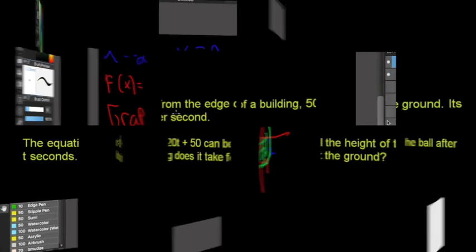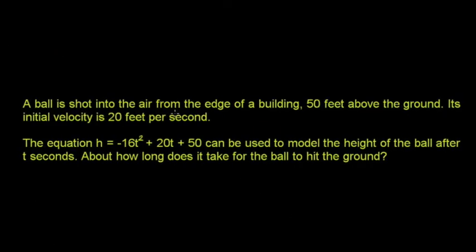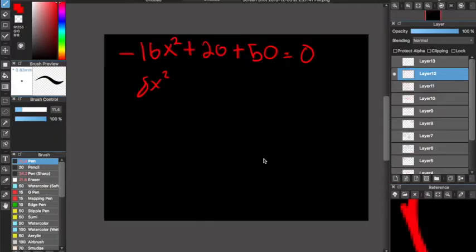So the second thing that I want to talk about is the word problem. The question is, a ball is shot into the air from the edge of a building 50 feet above the ground. Its initial velocity is 20 feet per second. The equation minus 16t squared plus 20t plus 50 can be used to model the height of the ball after t seconds. About how long does it take for the ball to hit the ground? So the question is, how long does it take to hit the ground?